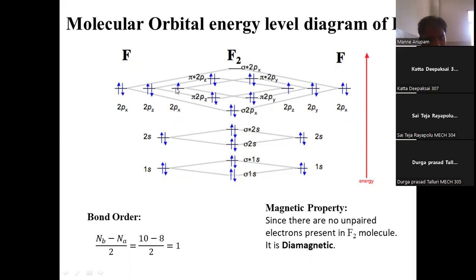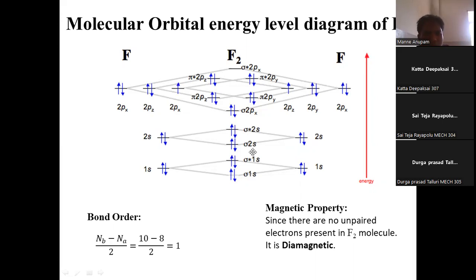Let us cross check how 10 electrons are filled up. Here 2, 4, 5. Here another 5. So 5 plus 5, 10 electrons. So 2 plus 2 plus 2, then 6, 7, 8, 9, 10 electrons are filled up. That is the molecular orbital energy level diagram of fluorine.